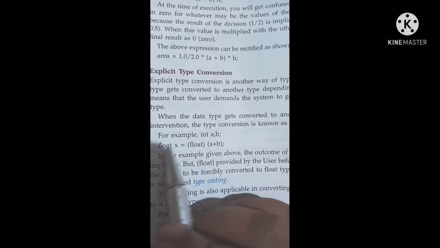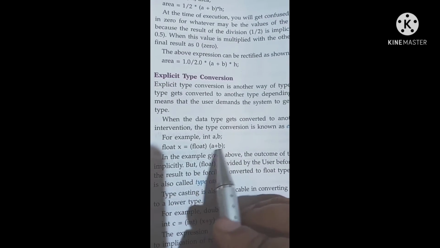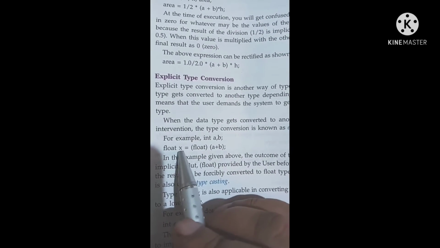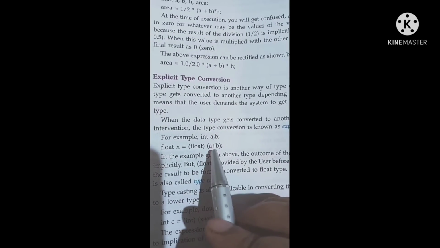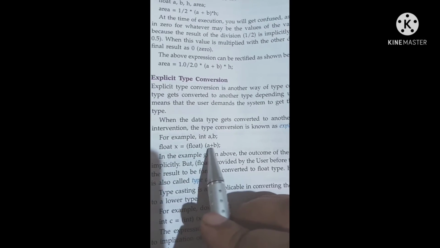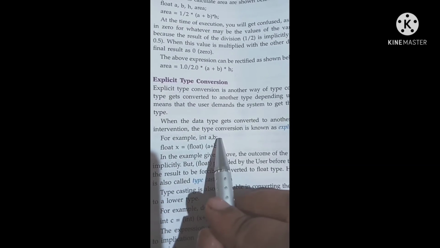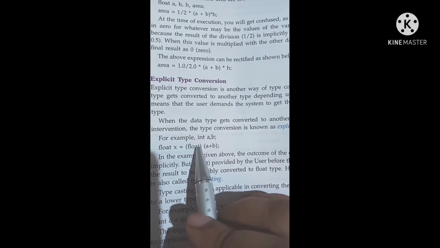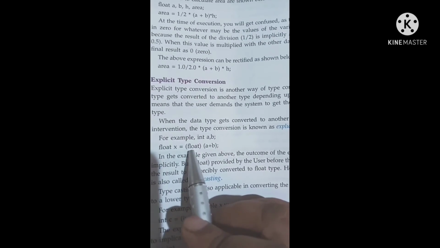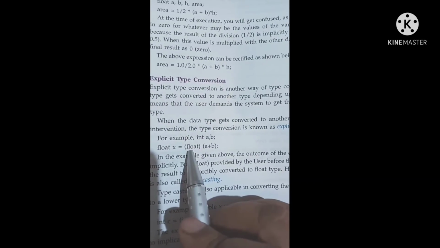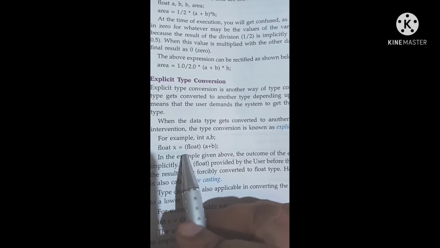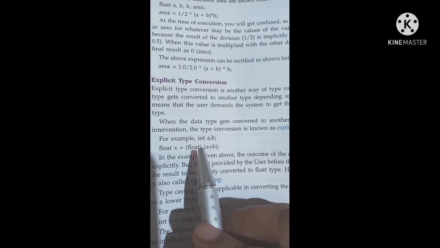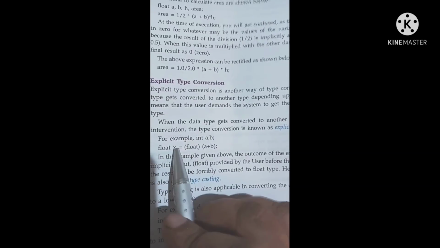int A, B, okay, and float x equal to (float) A plus B. This x variable is float, the value will be stored in float. A plus B calculation is given in integer data type, but in brackets I have written that I want this data type in float. Then in this statement, the A plus B value will be calculated in float and the value will be stored in x. Okay, and that is called typecasting.